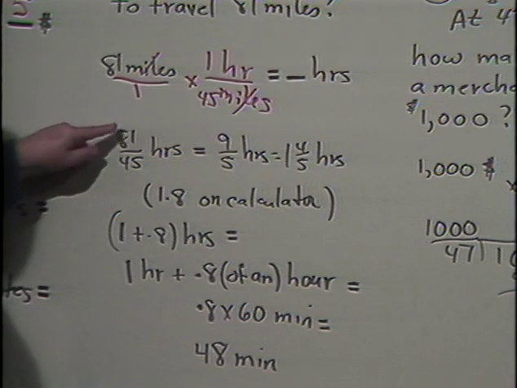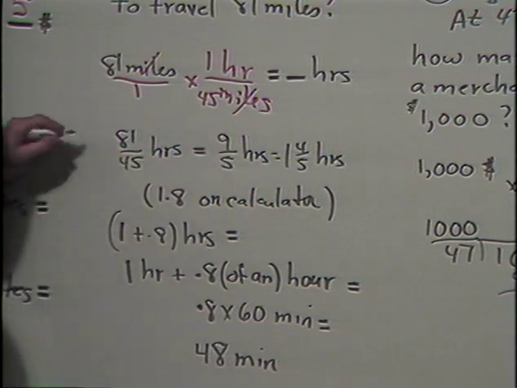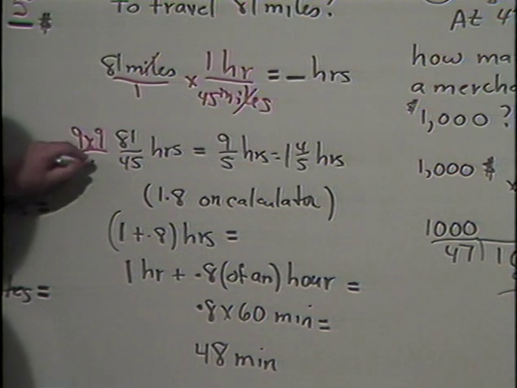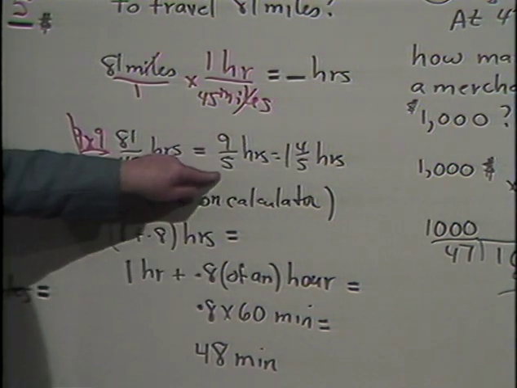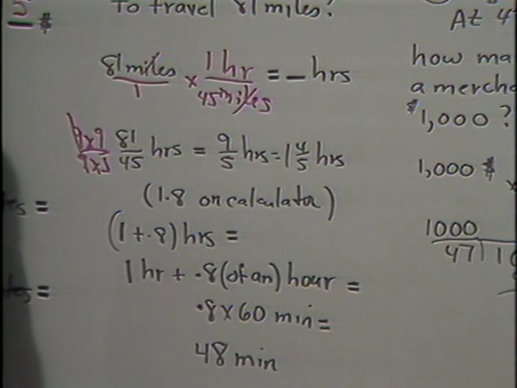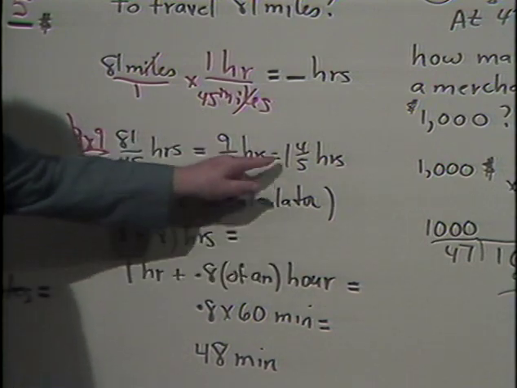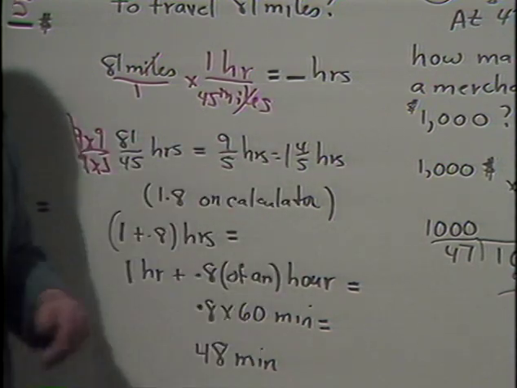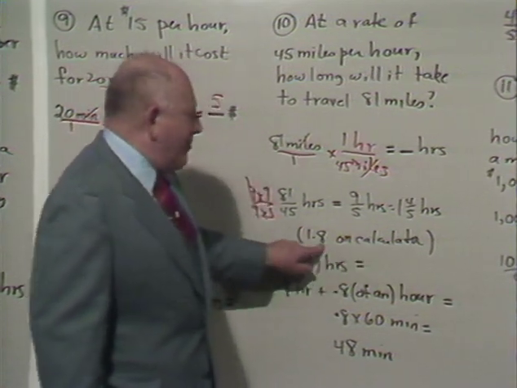81 is 9 times 9. 45 is 5 times 9. Canceling the 9s, see? This is 9/5 of an hour. Now let's use all that good stuff that we learned in Module 6. Write this as a mixed number. 5 goes into 9 1 4/5 times. So the answer to the problem is what? 1 4/5 hours. Isn't 4/5 the same as 8/10?